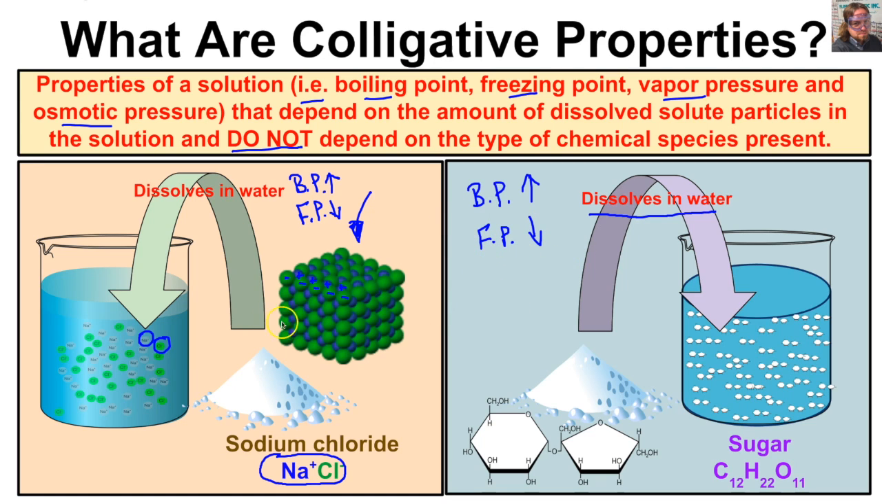If we take a look over here, when we put sodium chloride in water, it's going to dissociate. And so if we have 1 mole of sodium chloride, it's going to produce 2 moles of particles. It's going to produce 1 mole of sodium ions and 1 mole of chloride ions for a total of 2 moles. And so because there are more dissolved particles in this solution, the boiling point elevation is going to be greater and the freezing point depression is going to be greater.